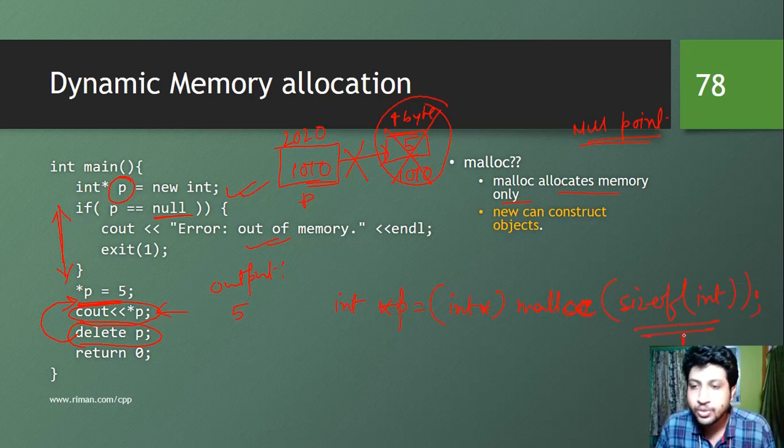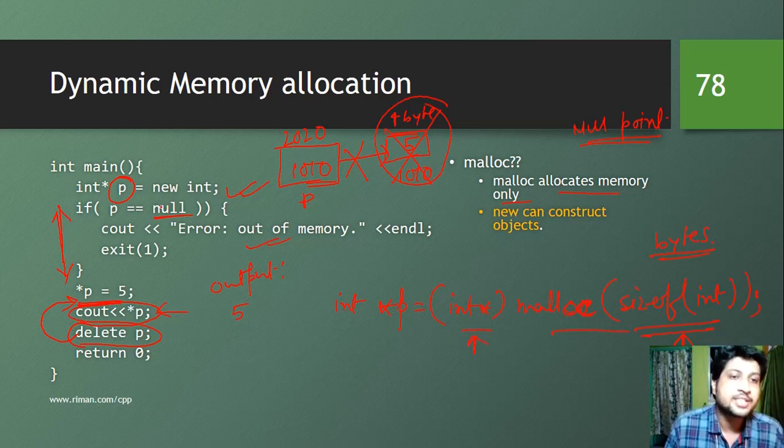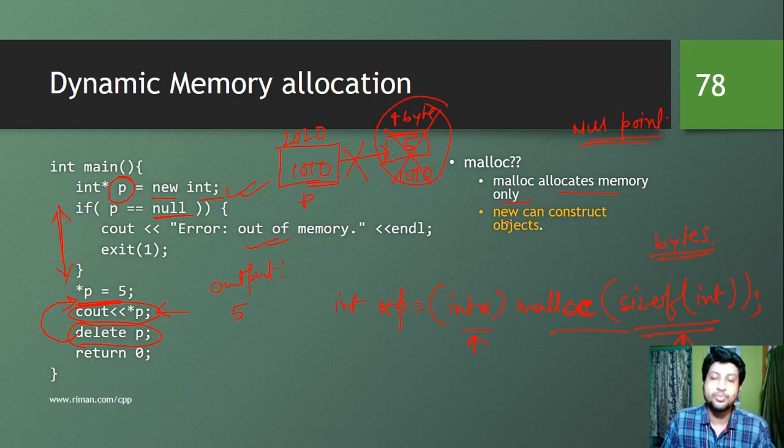Here we are mentioning how many bytes we want, that means the actual memory size. And malloc returns a null pointer that is converted to an integer pointer. But in case of new, if you write new int, it will understand that the new operator has to create an integer object, that means a memory space for an integer object. New can distinguish between different objects, and that is the purpose of the C++ new operator. That's why, instead of malloc, the new operator is very useful in dynamic memory allocation.